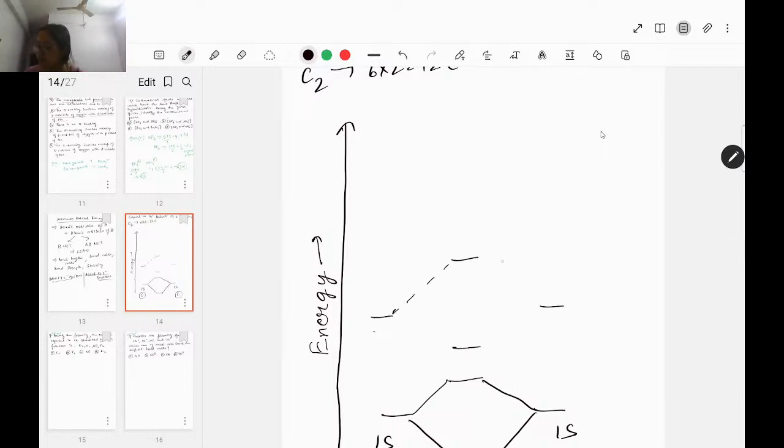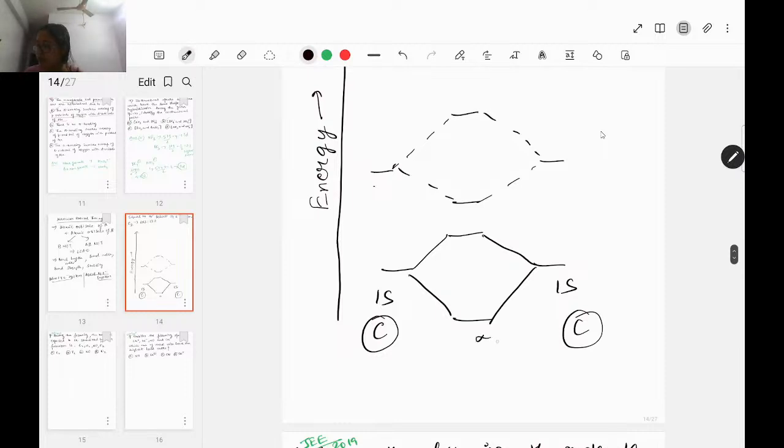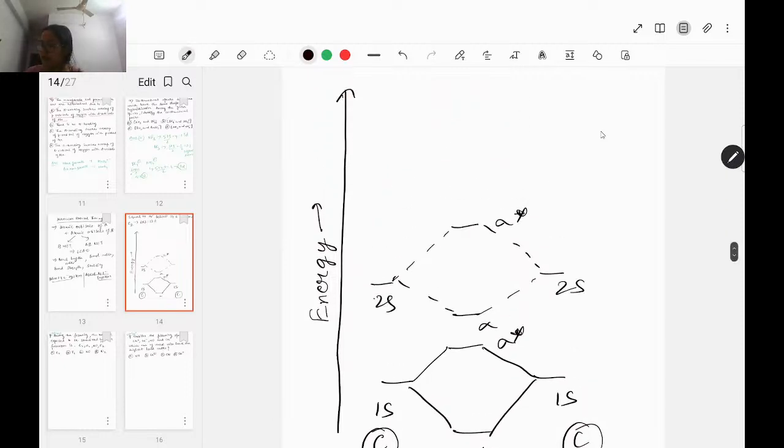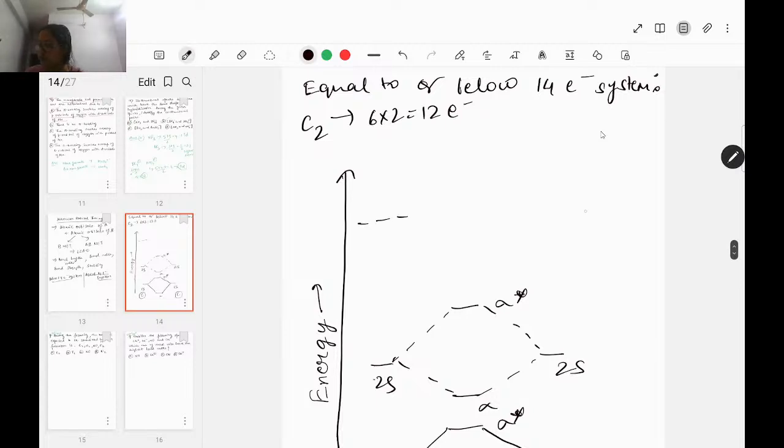The 2s of a carbon atom is bonding with the 2s of another carbon atom to form two molecular orbitals, bonding and anti-bonding. So this is sigma 1s, sigma star 1s, sigma 2s, sigma star 2s. Now we have the 2p orbital, 1, 2, 3, 1, 2, 3. So they form this, something like this.